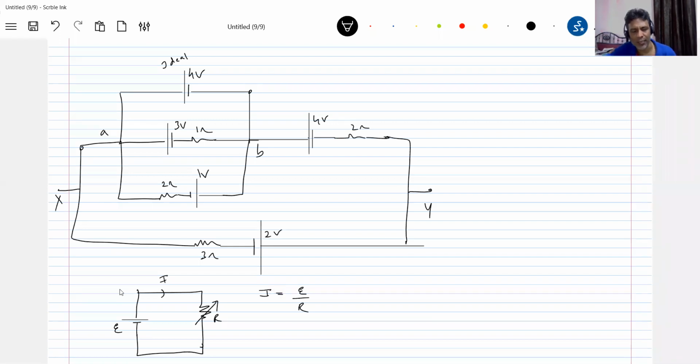So as you vary the resistance, what will happen to I? I will also be variable, no? So as I vary the resistance, the current is also going to vary. If you decrease the resistance, it should be like this. As I increase the resistance, the current will decrease. Similarly, if you decrease the resistance, then the current will increase.